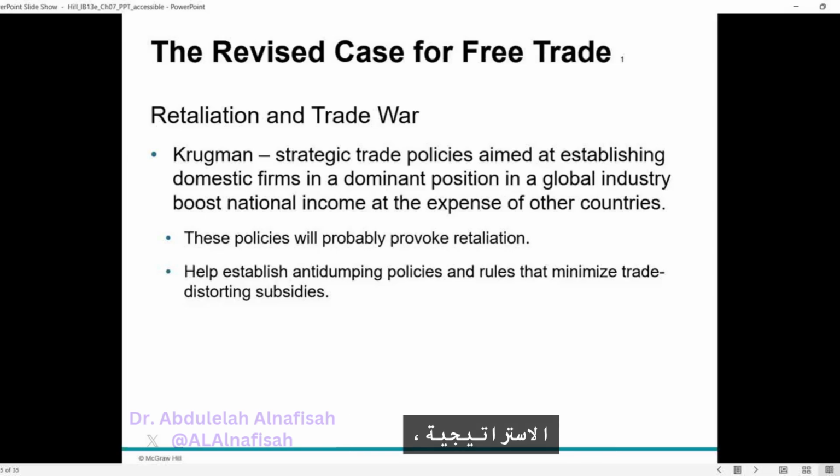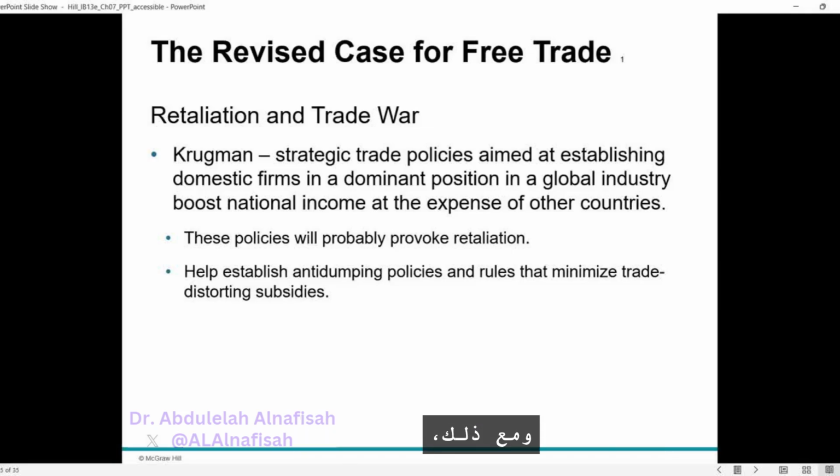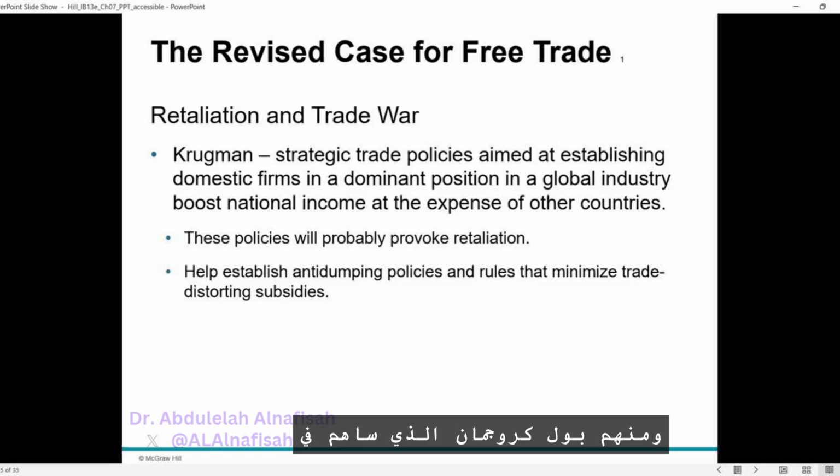Strategic trade policy, which suggests government intervention to help domestic firms dominate global industries, challenges the classical free trade theories of economists like Adam Smith and David Ricardo. However, some economists, including Paul Krugman, who contributed to the development of new trade theory, argue that while strategic trade policy may seem promising in theory, it is problematic in practice. This critique forms part of the revised case for free trade.